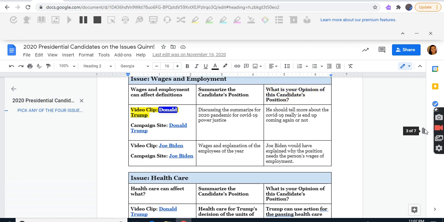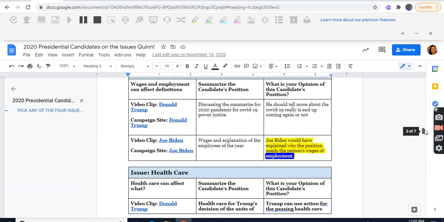Video clip. Donald Trump. Campaign site. Donald Trump. Discussing the summarize for 2020 pandemic for COVID-19 power justice. He should tell more about the COVID-19 really is end up coming again or not. Video clip. Joe Biden. Campaign site. Joe Biden. Wages and explanation of the employees of the year. Joe Biden would have explained why the position needs the person's wages of employment.